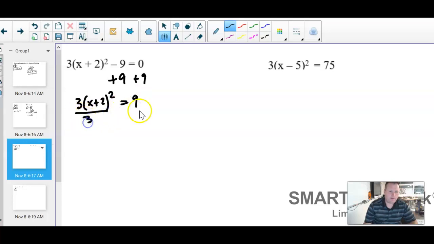Then I'm going to divide by 3. And then I'll have x plus 2 squared equals 3 here.